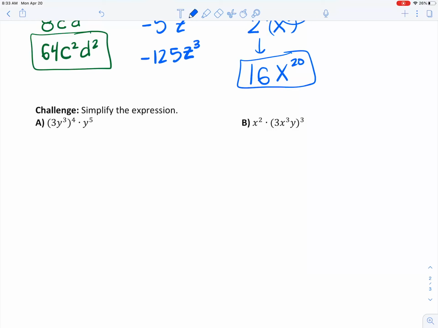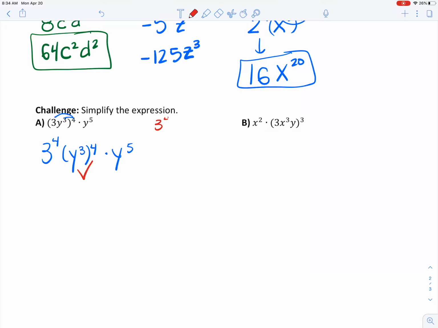Okay, and we've got two that I'm going to call a challenge. So if you want to watch how do we do these, all right, we are going to distribute this 4 through. So I'm going to do that first. We have 3 to the 4th, and then we have y to the 3rd to the 4th power, and then times y to the 5th.